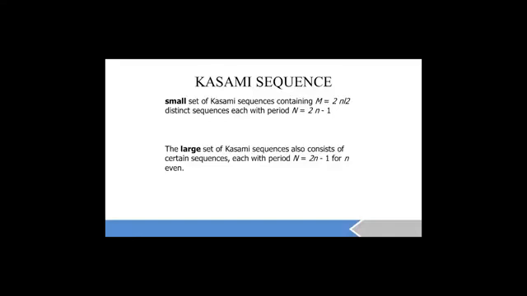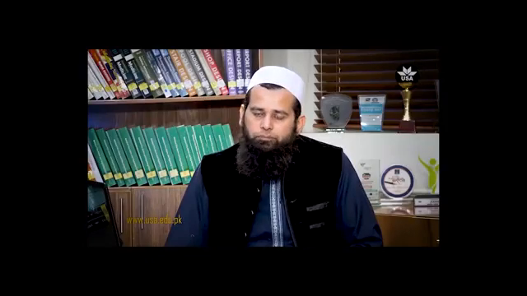Another important set of PN sequences are Kasami sequences, which are used in some third generation wireless schemes. Kasami sequences are defined by a procedure similar to that for Gold codes. There are 2 sorts of sequences: small sets and large sets.